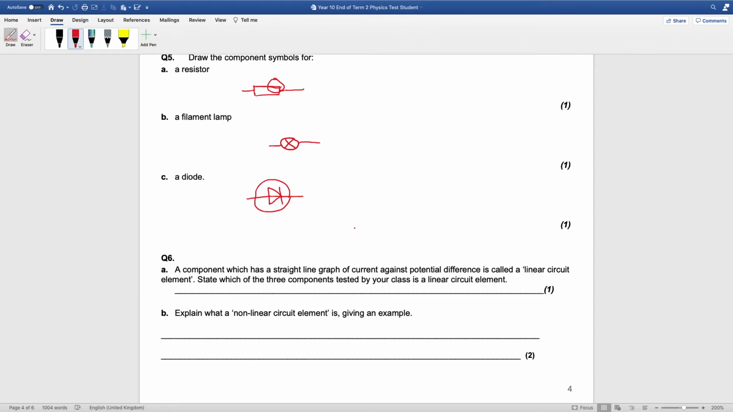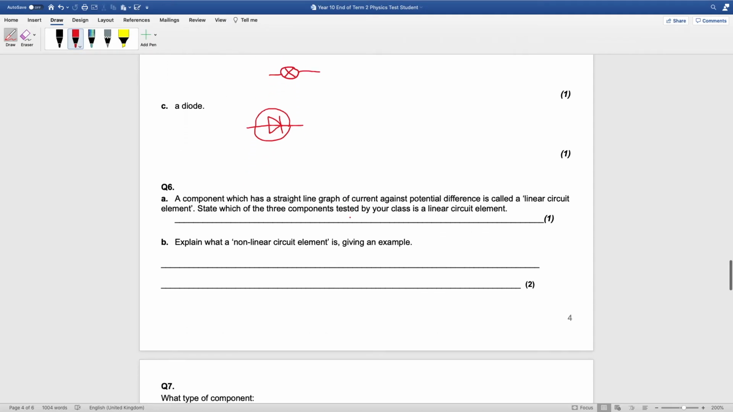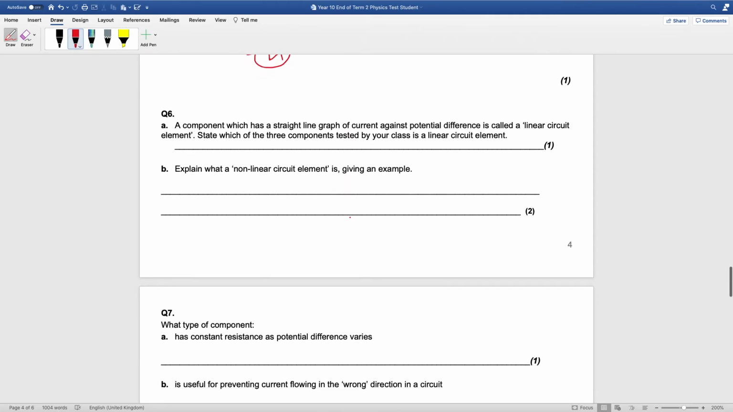Question 6, an example of a linear circuit element. Well, that's a resistor. And a non-linear circuit element, that's filament lamp. Diode is also non-linear. And what a non-linear element means is that the current is not proportional to its potential difference.